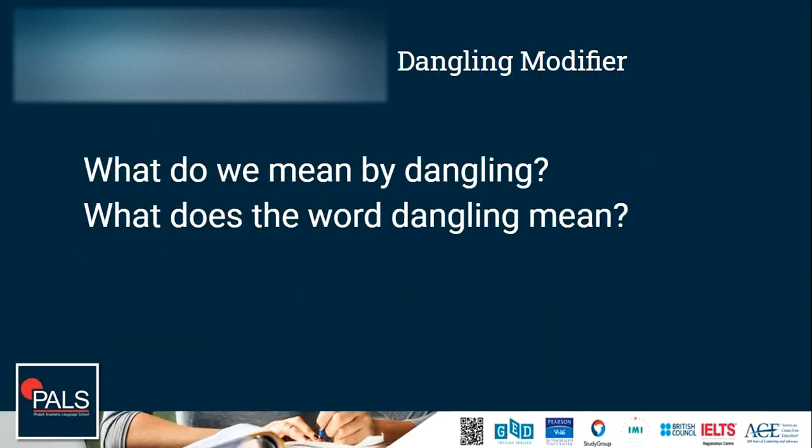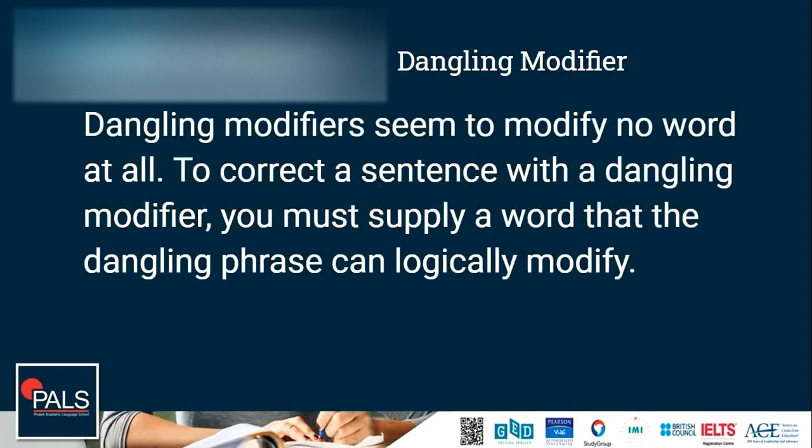How about dangling? What do we mean by dangling? Another synonym for dangling or dangle is hanging, right? It's like it's there and it doesn't have a purpose. So when we say dangling modifier, it's a modifier that seems to modify no word at all. It doesn't have a purpose, so it's hanging. So the word being modified is missing.